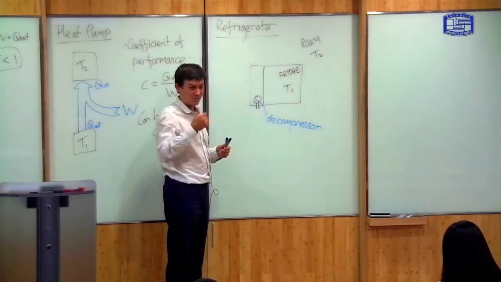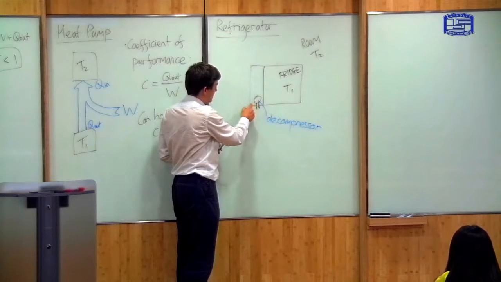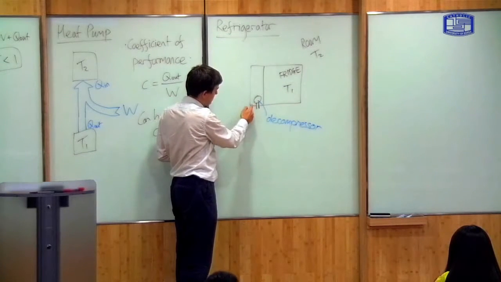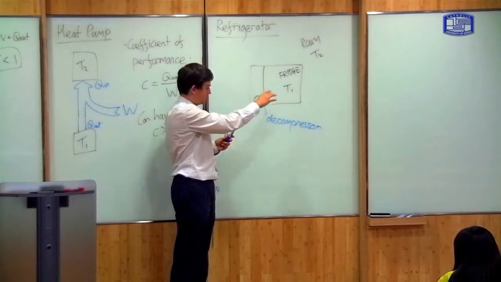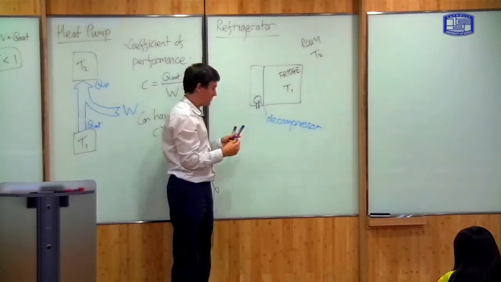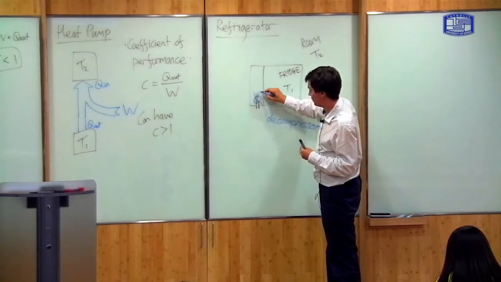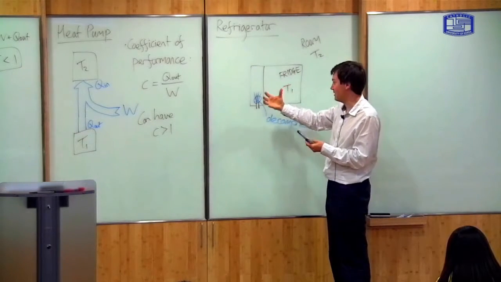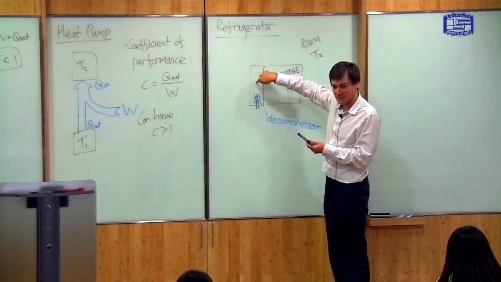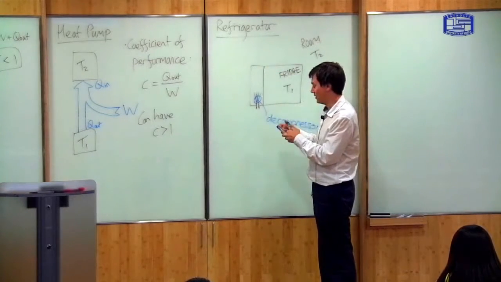And the job of the decompressor is exactly the same as the valve on a bicycle. The coolant comes into here at high pressure, and the decompressor lets it all out, reduces it down to low pressure. Okay, so the coolant will come in here and go down into low pressure. And in doing so, it becomes cool, it drops in temperature, and that's how it can take heat out of the fridge. So it comes in here at low pressure.